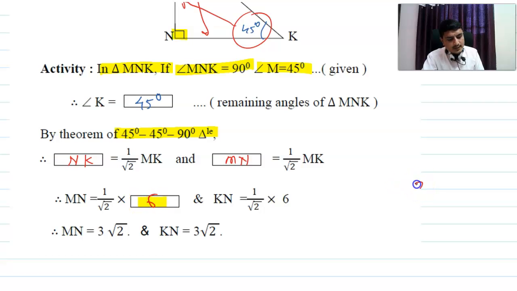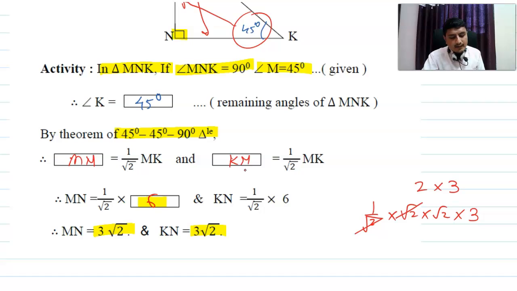We may write 6 as 2 into 3, and 2 as root 2 into root 2, and 3 as it is. So 1 upon root 2 times root 2 into 3: one root 2 from the numerator and denominator gets cancelled. Root 2 into 3 we may write as 3 times root 2. Our first side is MN, so let's fill the first box with MN and the next box with KN. Since it is an isosceles right angle triangle, MN equals NK, and both are equal to 3 times root 2.